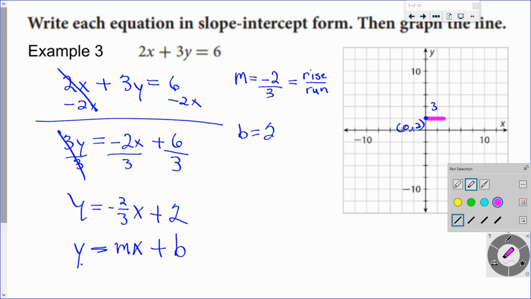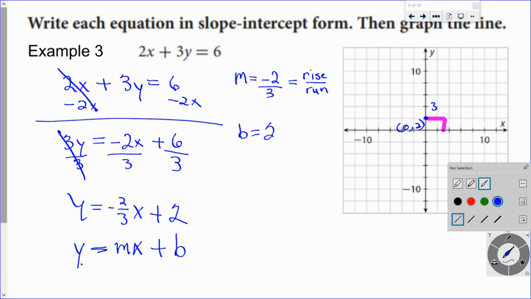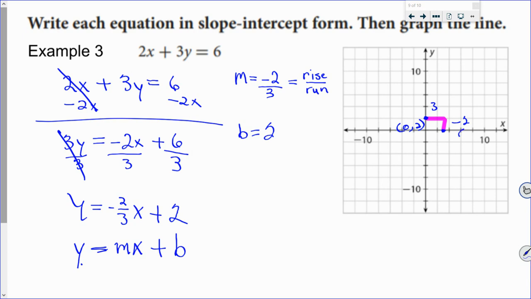down negative 2. Negative 2, rise means up or down. Negative means to go down. So I have to go down 2. And so that's a rise of, I guess I really should say fall. It's a fall of negative 2. And I arrive right here at this point. Now that point is negative 2, and y just happens to be 0.